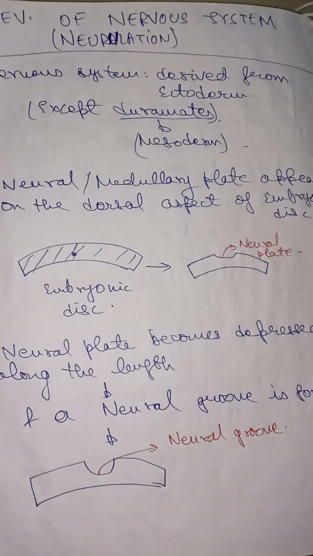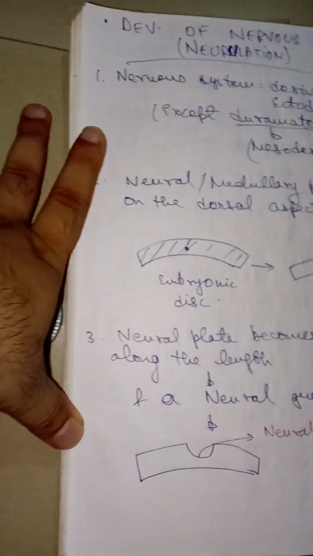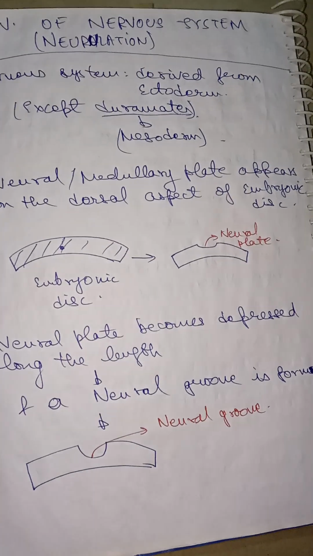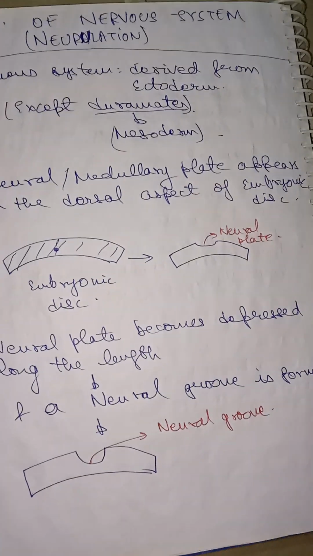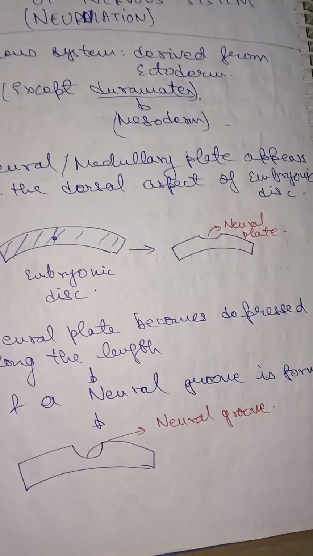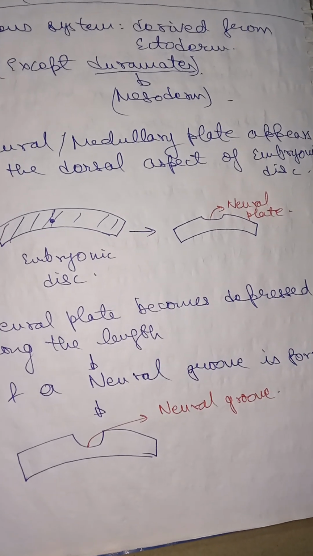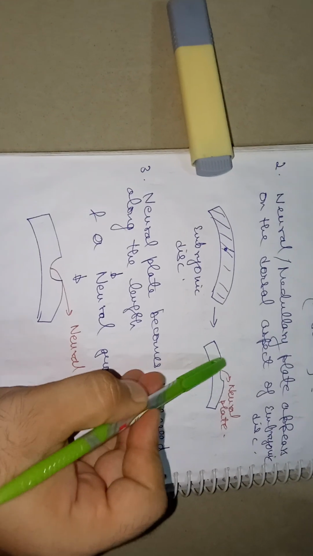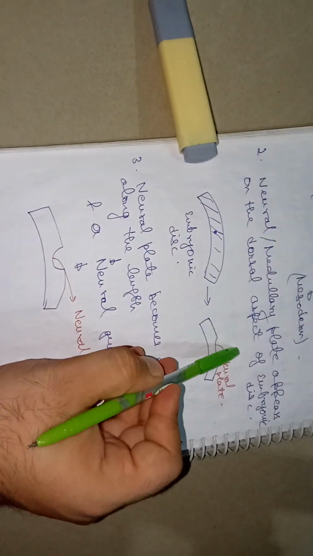Now, the first structure which is developed when the nervous system is developing is the neural plate. This is the embryonic disc. So the first structure formed is the neural plate, on the dorsal aspect of the embryonic disc.